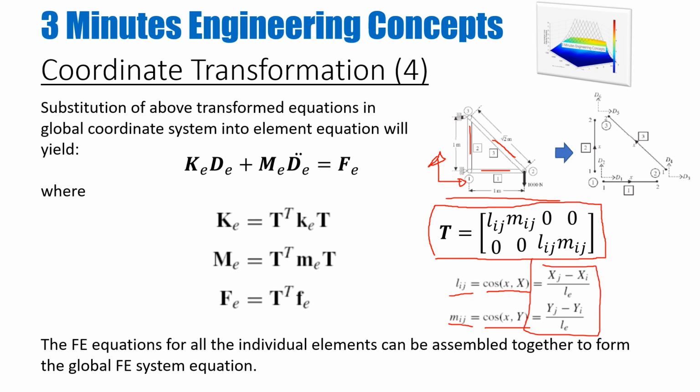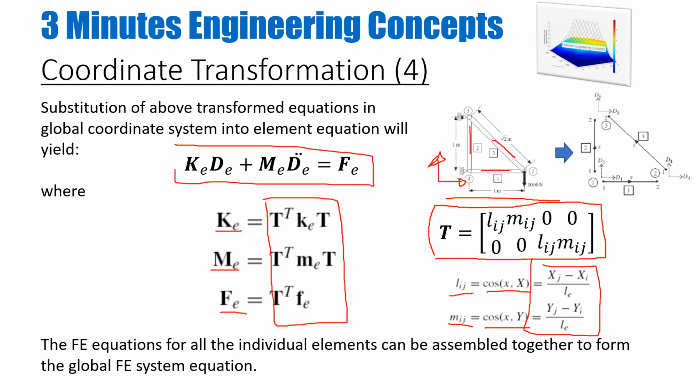So once we know this transformation matrix, we can transform our elemental stiffness matrix, mass matrix, and force vector into global form using these relationships on the right hand side. Once we have done that, we can substitute it here, and we have an equation for each individual element. As you see here, in this case we have 3 elements, which are in the global coordinate system.